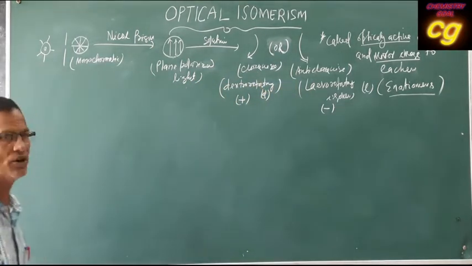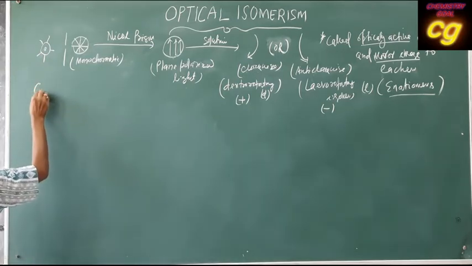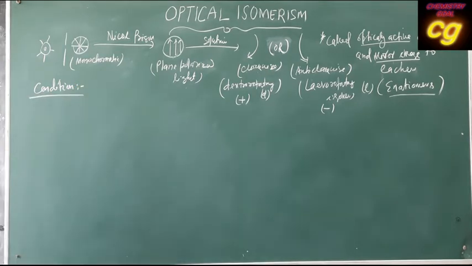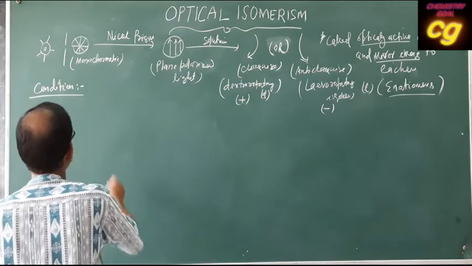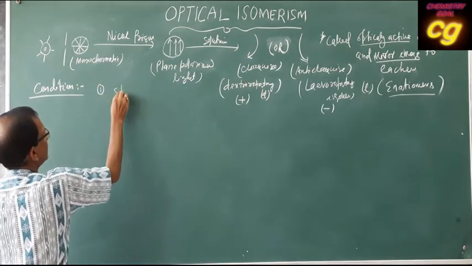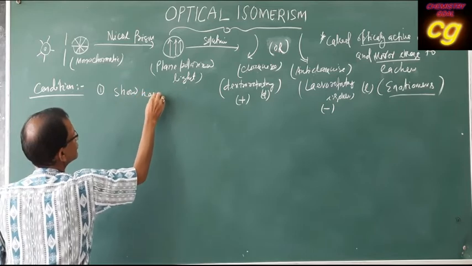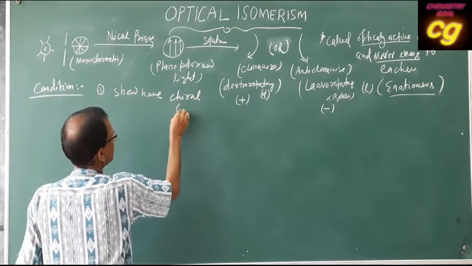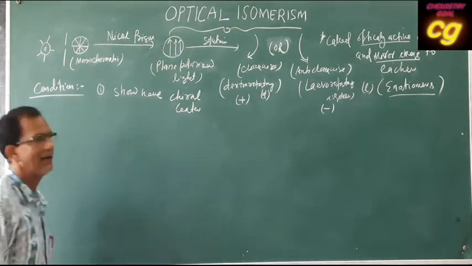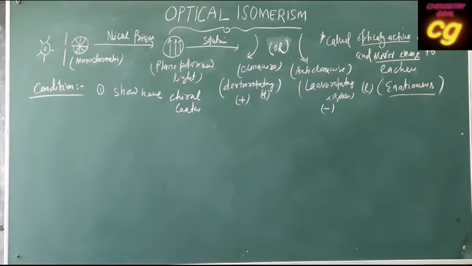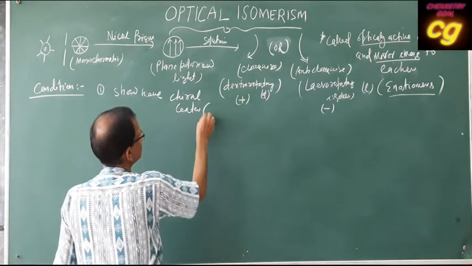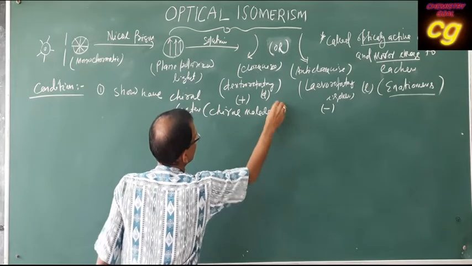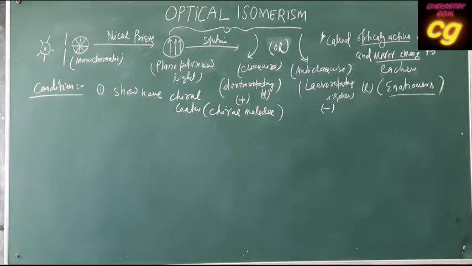Then, what are the conditions for optical activity? Conditions for an optically active isomer. The first condition is very important: it should have a chiral center. A chiral center means it is a chiral molecule. It is also called asymmetric.